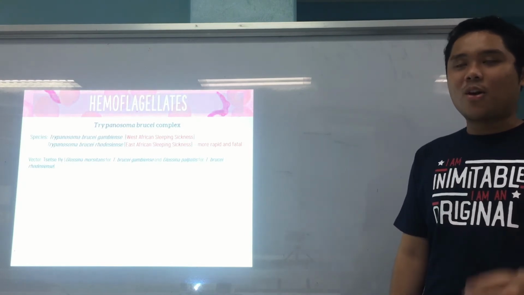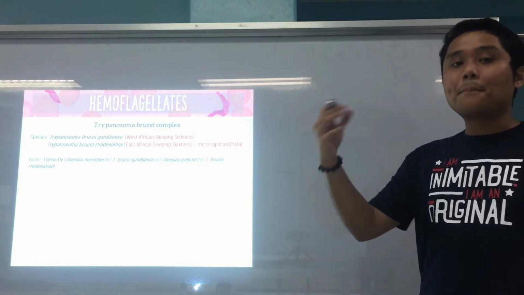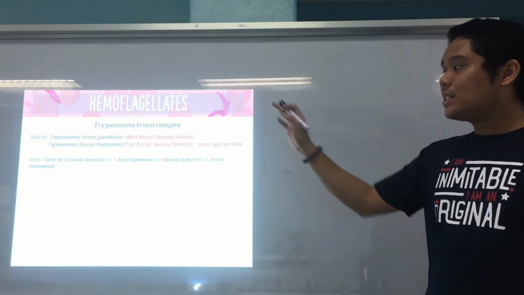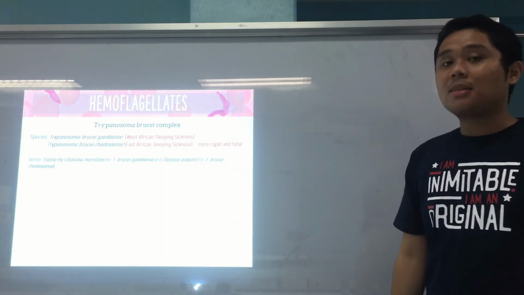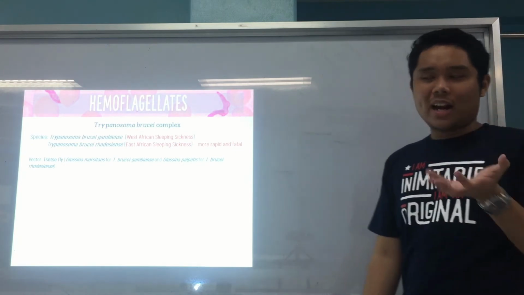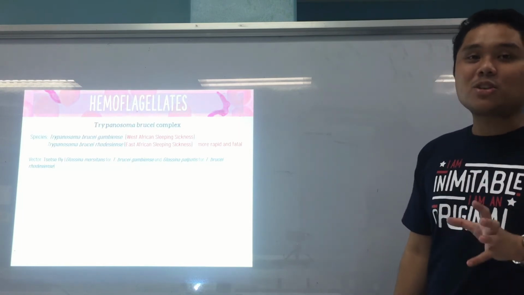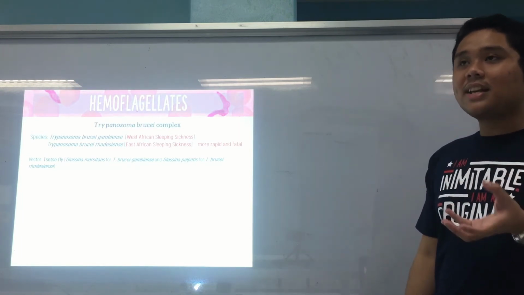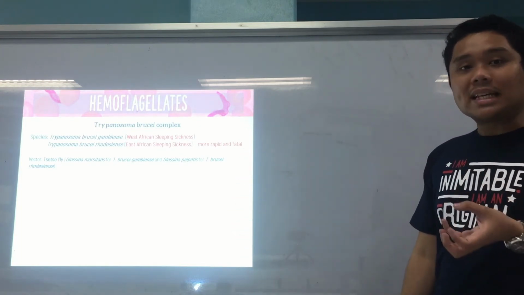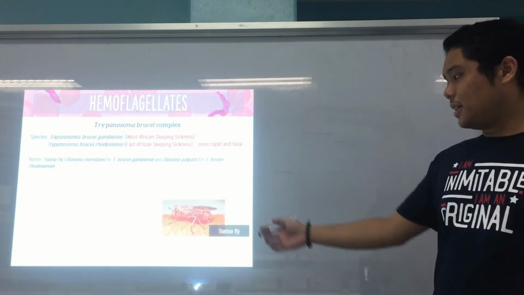Tsetse fly. Okay, alright. So both the species can be transmitted by the tsetse fly, but they differ in the species of the tsetse fly. It's Glossina morsitans for gambiense and Glossina palpalis for rhodesiense. Okay, so how do I remember that? I have no mnemonic for that. I just know that it's the tsetse fly. For both species, Glossina spp. Glossina morsitans, again, for your gambiense, and Glossina palpalis for rhodesiense. Okay, alright, that's the vector, the tsetse fly.